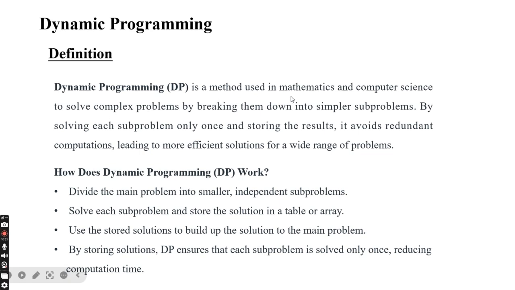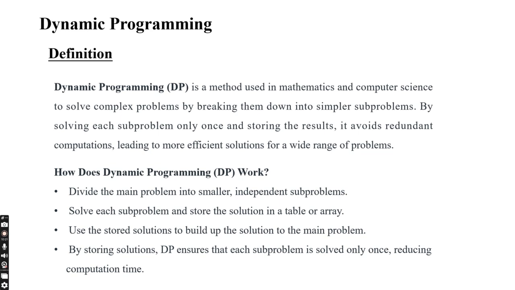Dynamic programming is a method used in mathematics and computer science to solve complex problems by breaking them down into simpler sub-solutions. It is a very simple technique. We break down the bigger problem into smaller, simpler sub-problems to solve complex problems. By solving each sub-problem once and storing the result, it avoids redundant computation, leading to a more efficient solution for a wide range of problems.